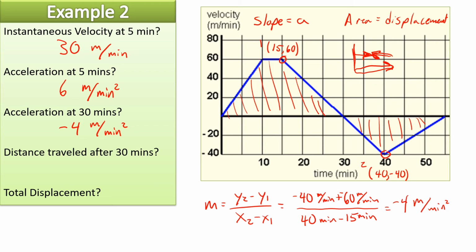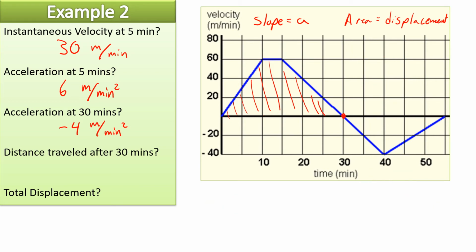Let me know if there's a question about that particular piece, but let's go over the distance traveled after 30 minutes. It's just this positive value here. So we could find this area, but it's a trapezoid. There's a formula for that, but I like to break it up into a couple triangles and a rectangle.